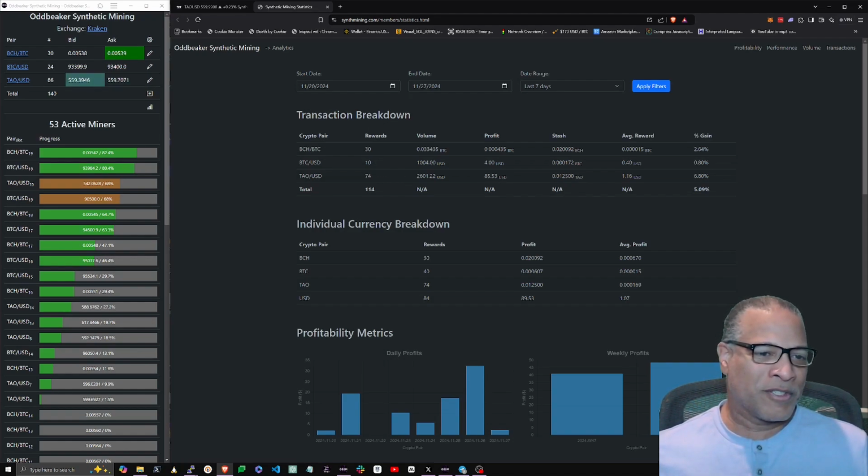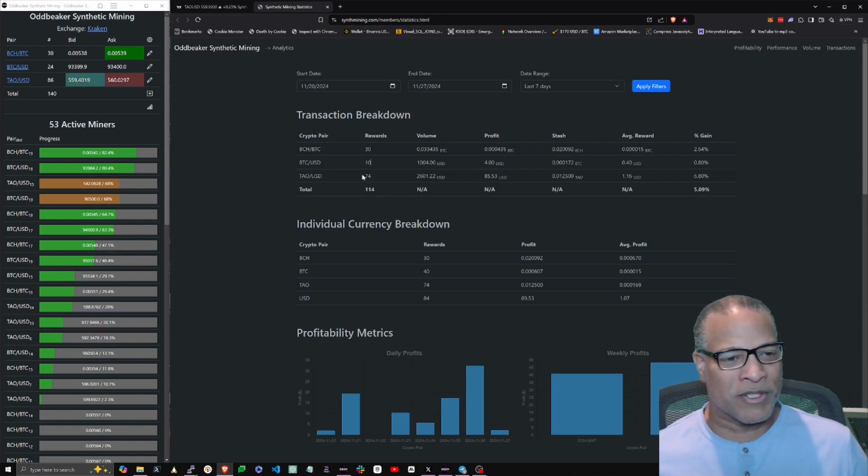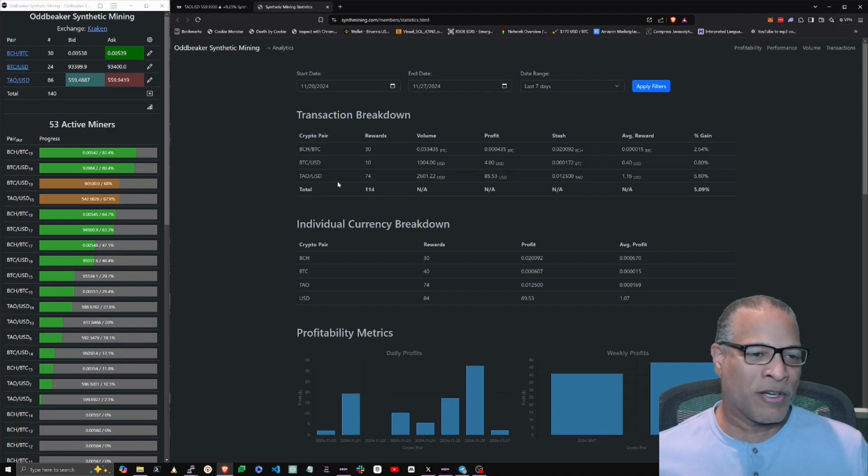Oh, and over here, this is another $10. So yeah, about $40 between these two worth of Bitcoin every week. And about $74, not $74 worth of TAO, but $74 using TAO to trade up my USD, right, in a week.